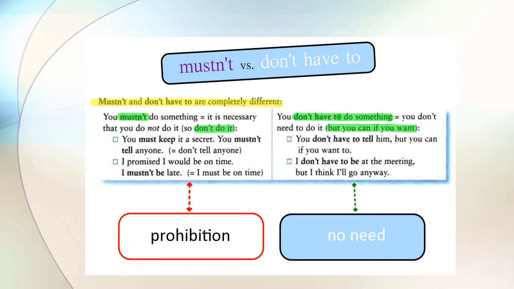You don't have to do something means that you don't need to do it, but you can if you want. For example, you don't have to tell him, but you can if you want to. I don't have to be at the meeting, but I think I'll go anyway. So it means no need.